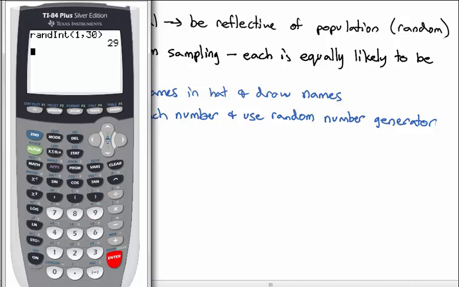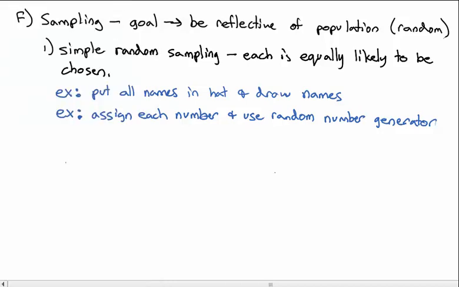So we pick faculty member 29. Every time you hit enter, it's going to give you another number. Let's do 28. Then 5. Then 16. Then 13. And it's just going to give you a random number from that range, from 1 to 30. So that's one way we can get random people, is to simply assign each a number and use a random number generator to come up with all of our options. That's simple random sampling.